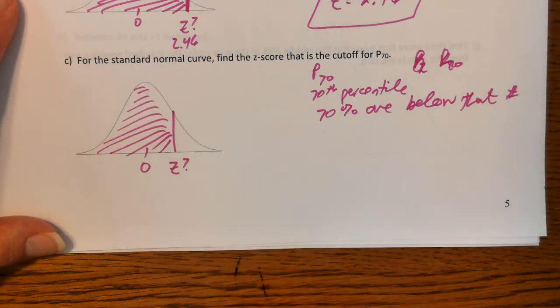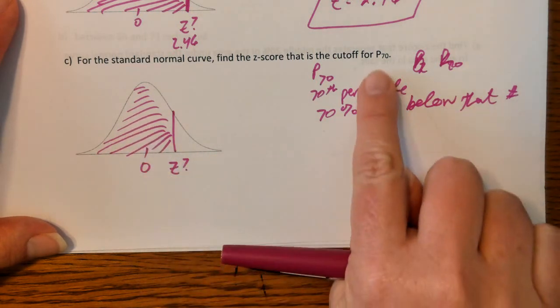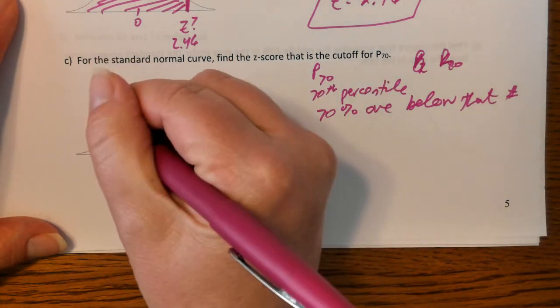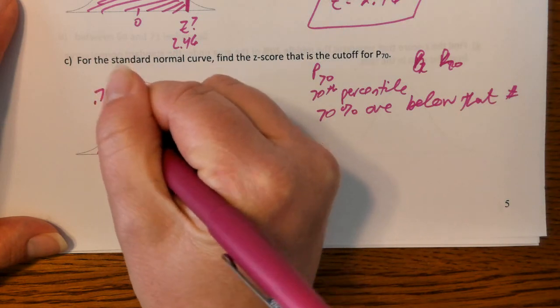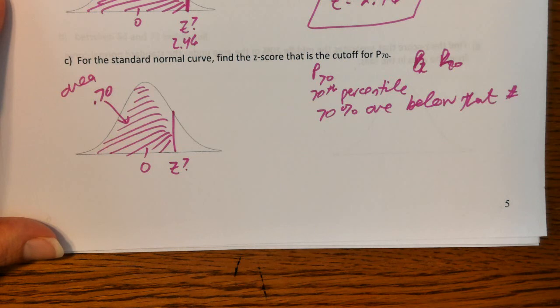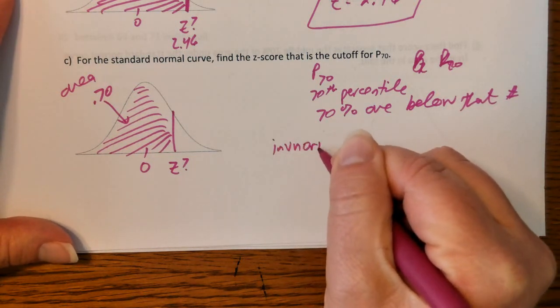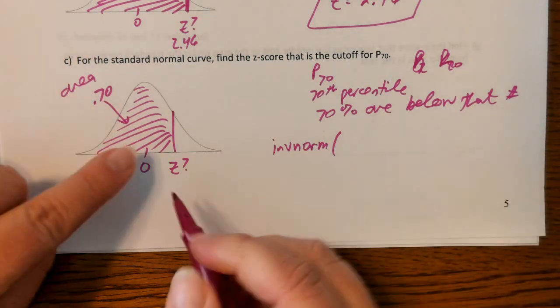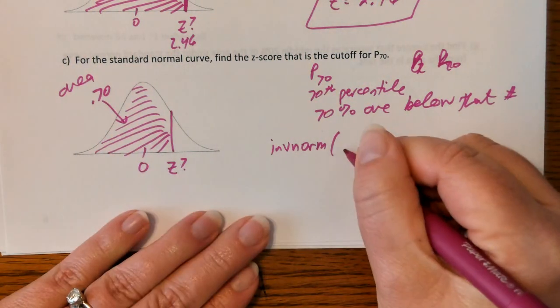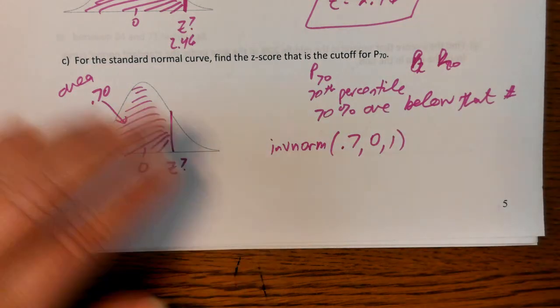Now, we don't know the z-score. That's what we're looking for. But I know this area. If 70% are below it, that means this area is 0.70. They gave us the area. So we're going to inverse norm it. The area to the left of our cutoff is 0.7. Our mean is 0 and our standard deviation is 1.